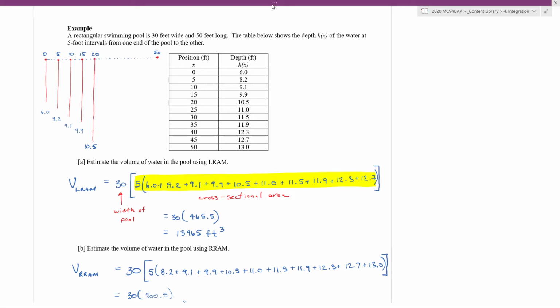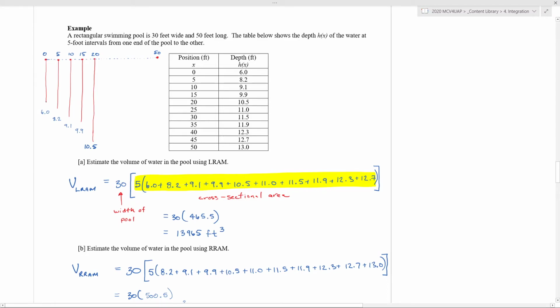Okay, so let me just do this. For LRAM, that would be my first rectangle, second, third, fourth, and I'm just going to sum up all those rectangles. So it's going to be 5, which is the common width, multiplied by, if I'm using LRAM, 6 plus 8.2 plus 9.1 plus 9.9, all the way up to 12.7.